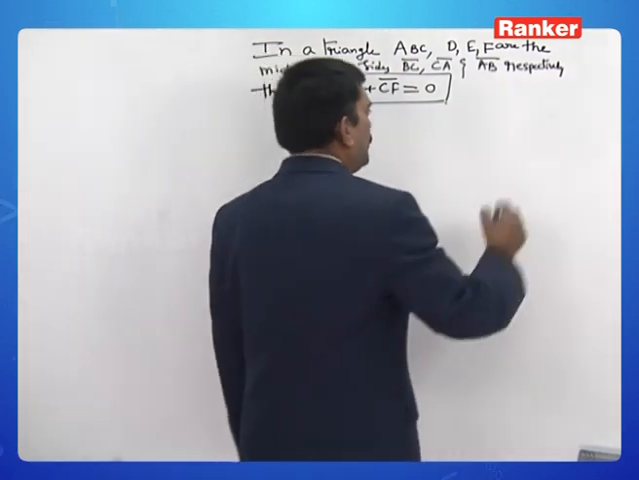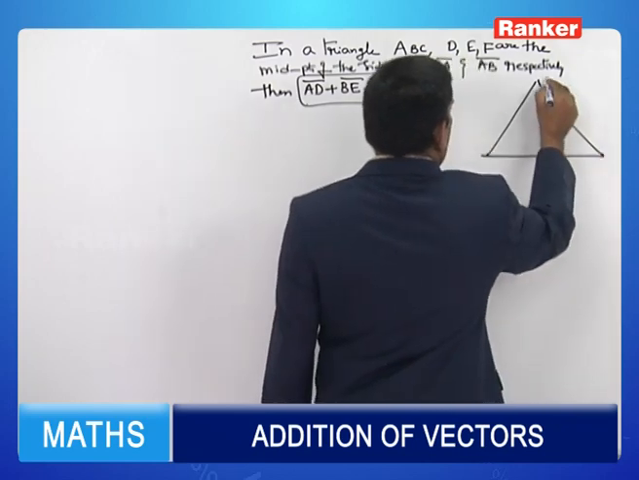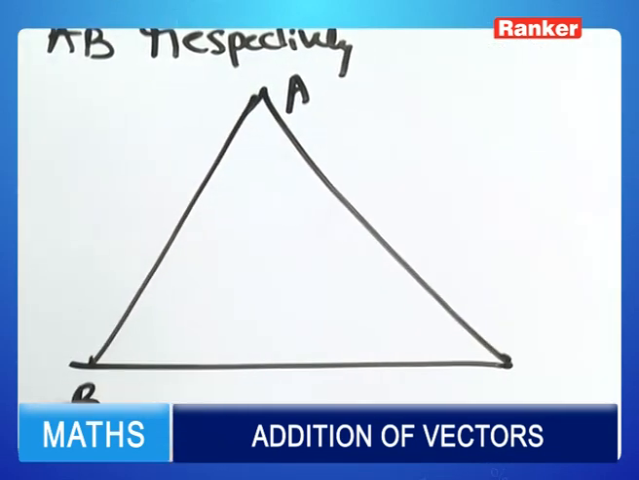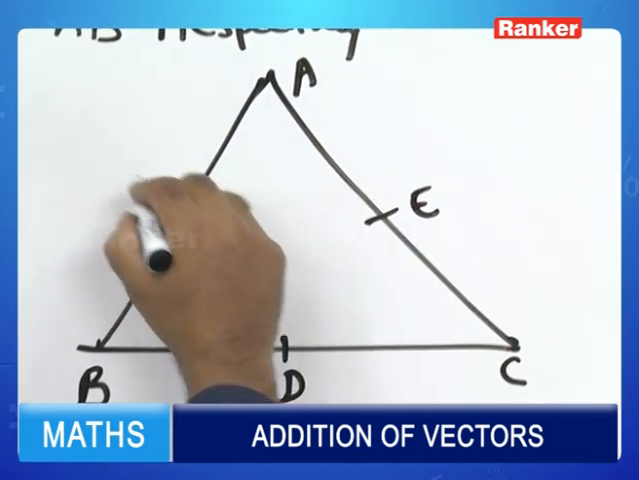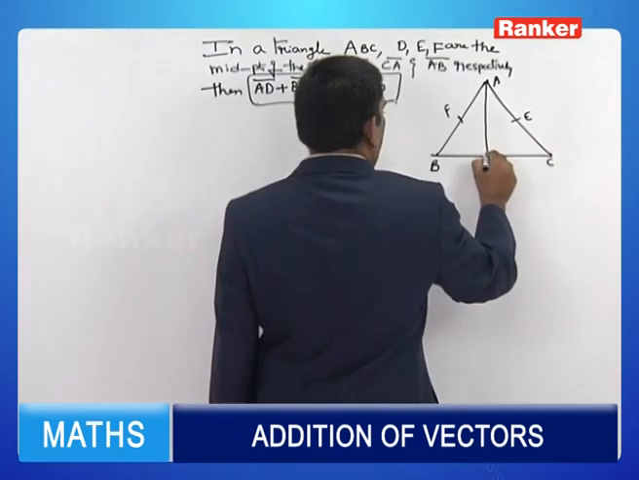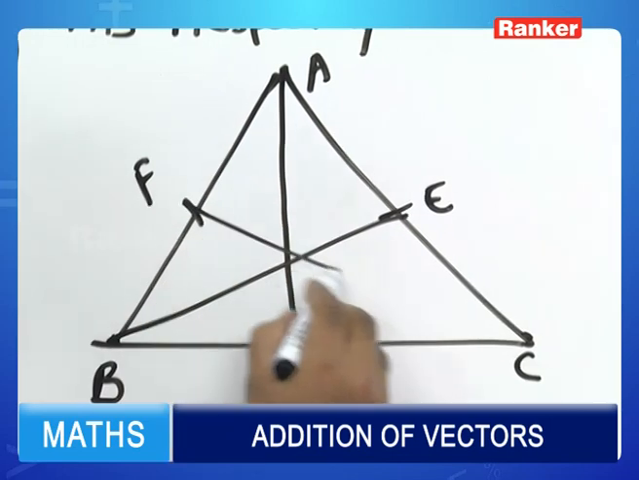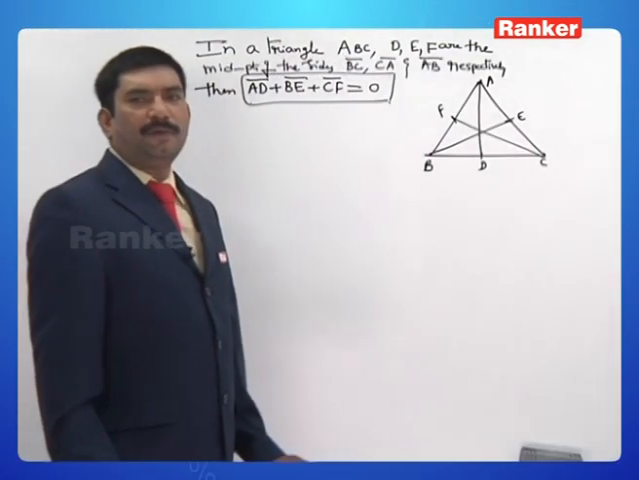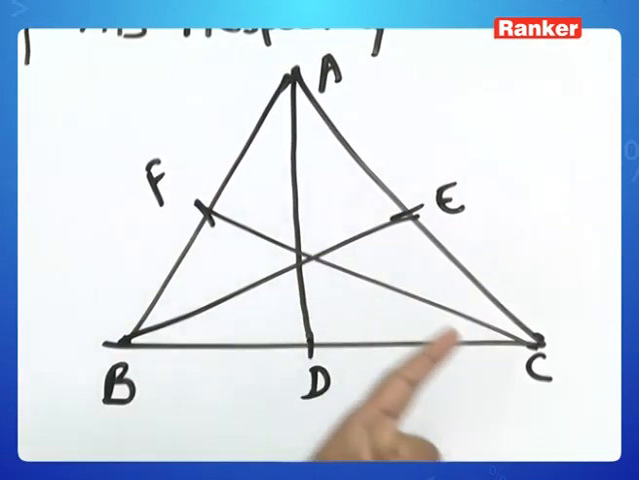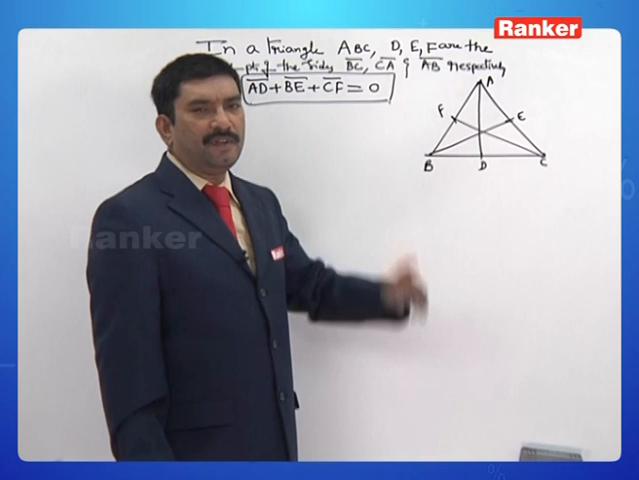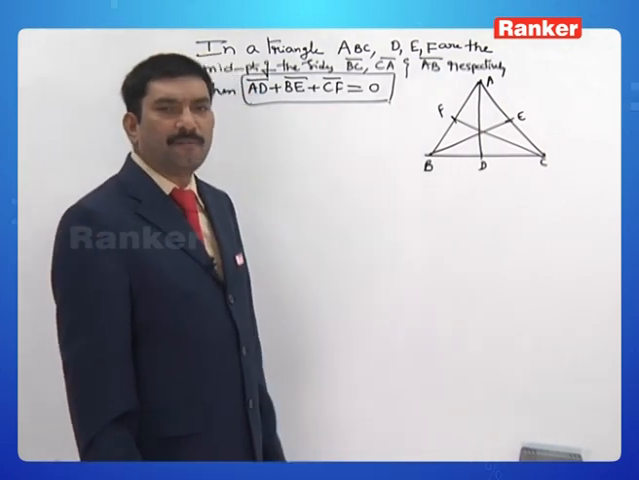Now if I select this triangle, this is A, this is B, this is C, this is D, this is E, this is F. AD is a median. So now what I can write is D is the midpoint of BC, E is the midpoint of CA, F is the midpoint of AB respectively.